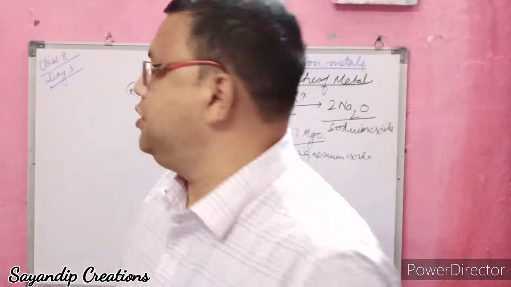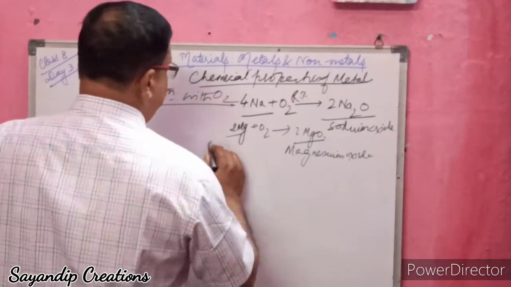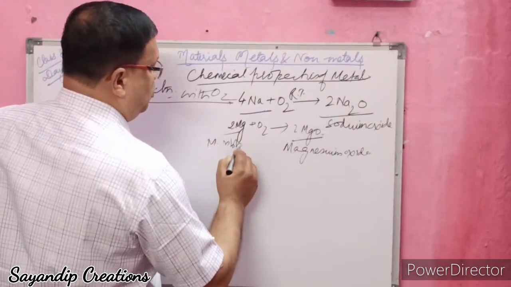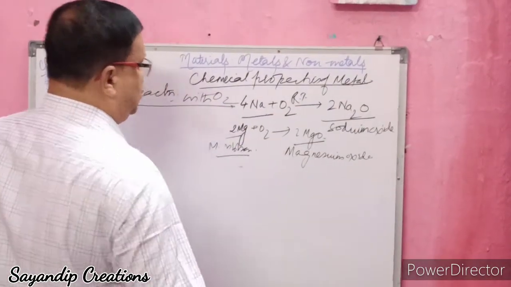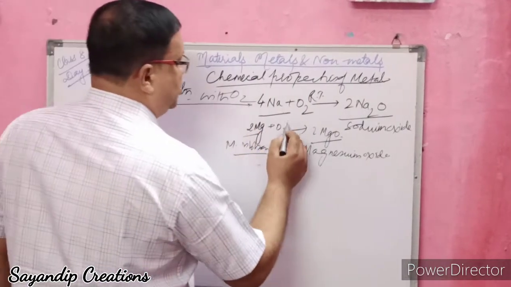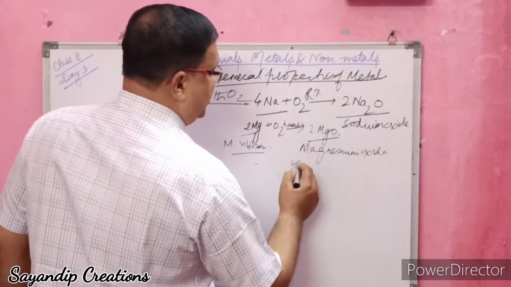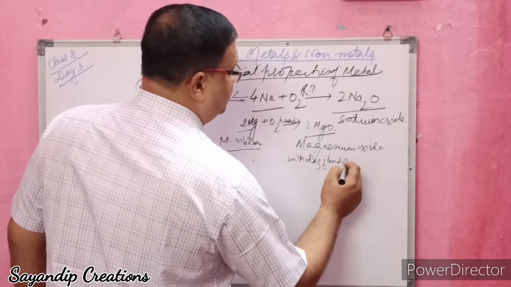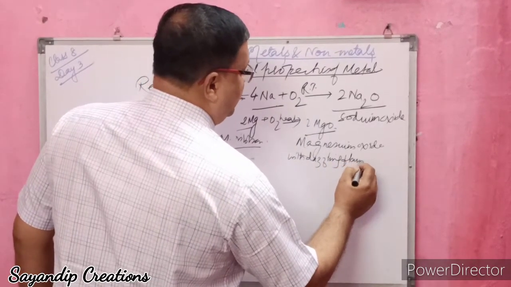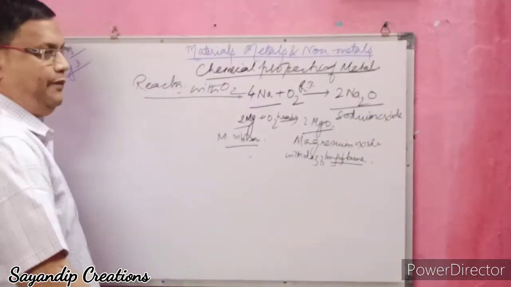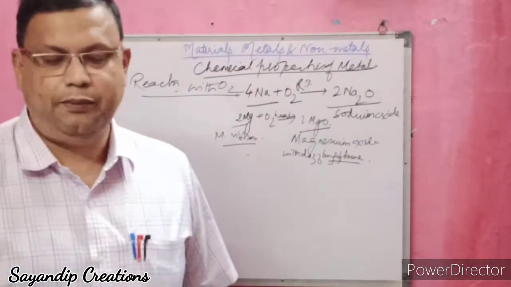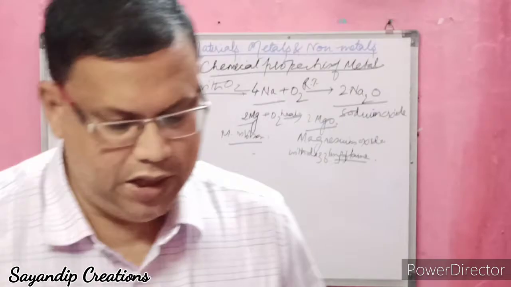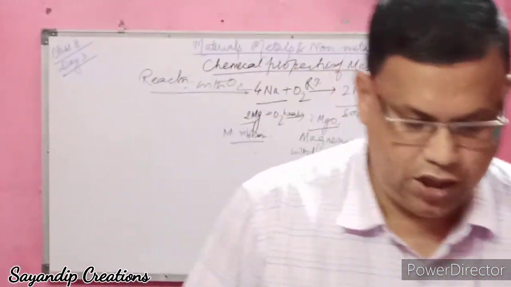Now, you take a magnesium ribbon. When you heat this magnesium ribbon, it burns with a white dazzling flame. This one you will do in practical when you go to class 9. Similarly, zinc on strong heating forms zinc oxide.